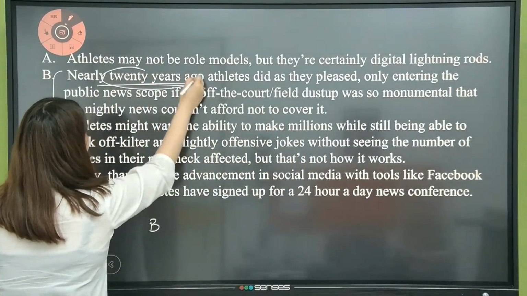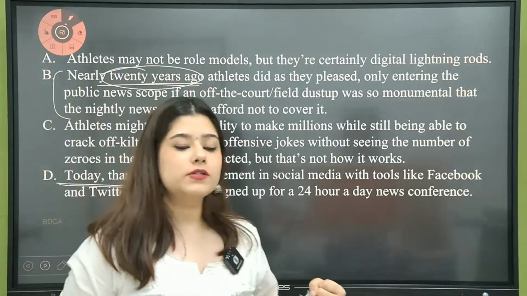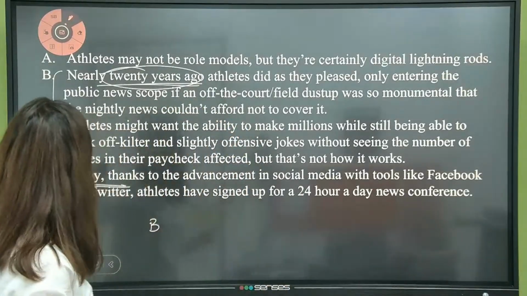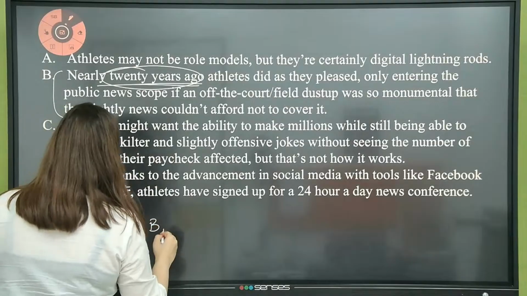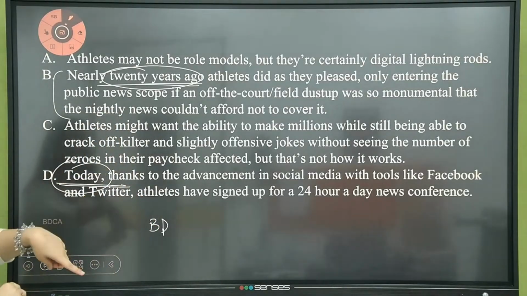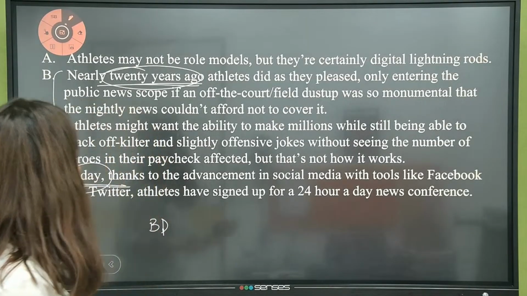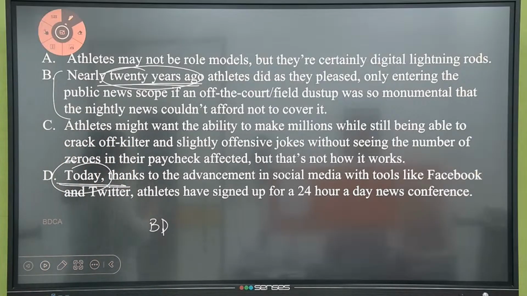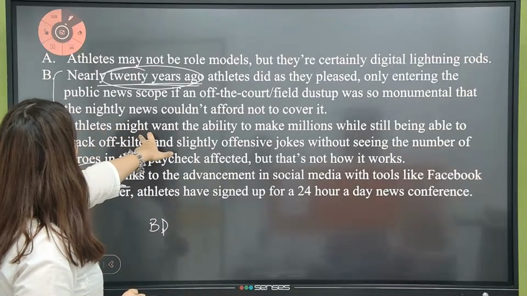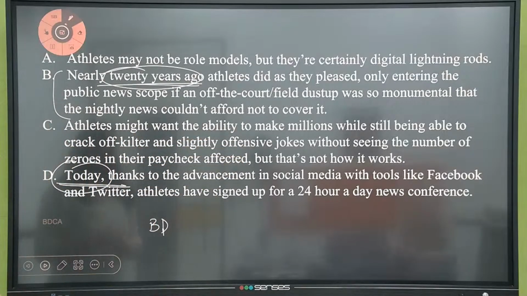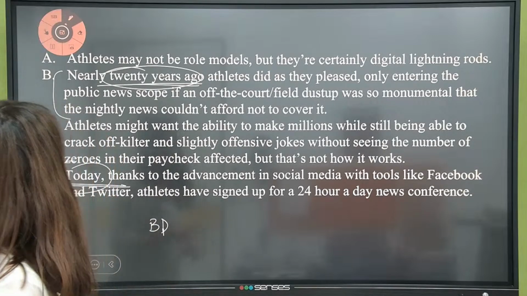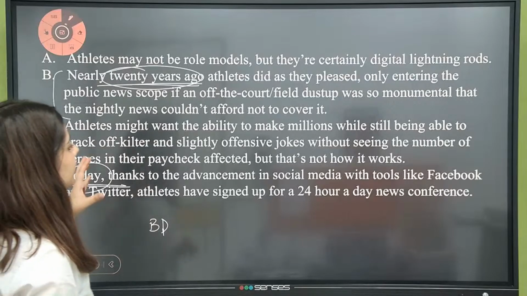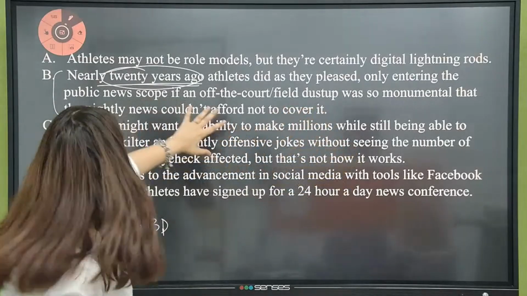So we talked about something that happened in the past, 20 years ago, and now we are talking about something that is happening right now. So today, thanks to the advancement in social media with tools like Facebook and Twitter, athletes have signed up for a 24-hour a day news conference. All right. Then athletes might want the ability to make millions while still being able to crack off-color and slightly offensive jokes without seeing the number of zeros in their paycheck affected. But that's not how it works, is one option for us.